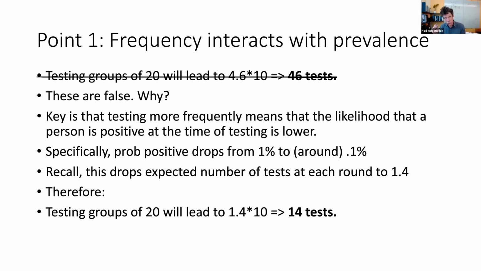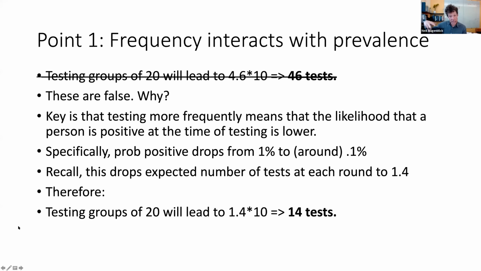It's got to be extraordinarily unlikely that it just turns out that they had that infection in that hour. So as I break it into smaller chunks of time, they have a lower and lower likelihood of being infected at that point in time. And in this case, the probability of being positive drops from 1% to only about 0.1%.